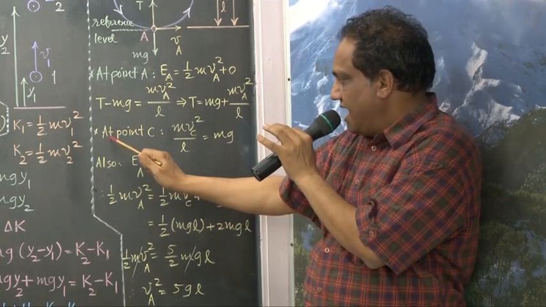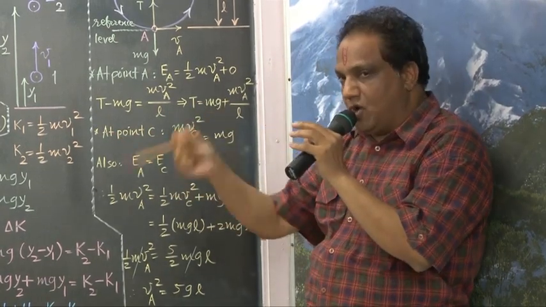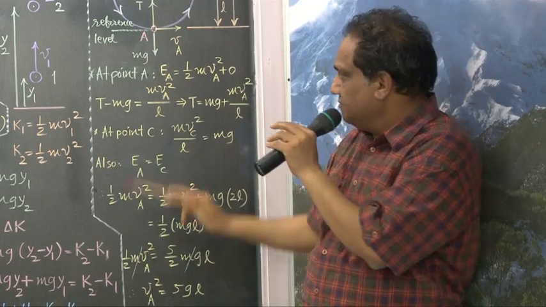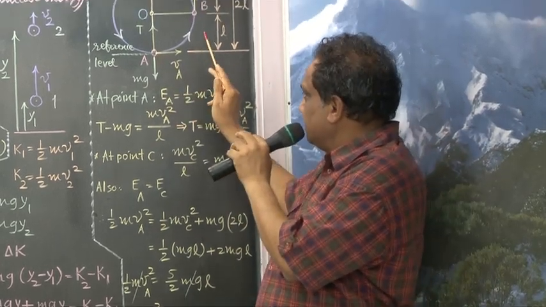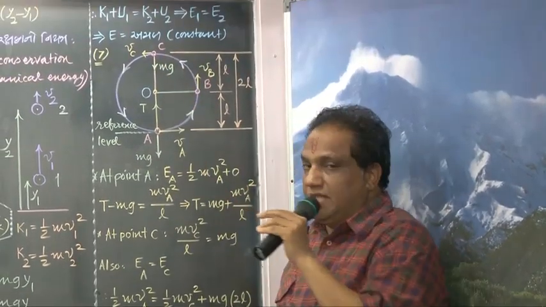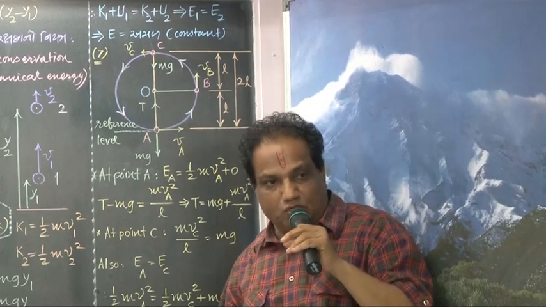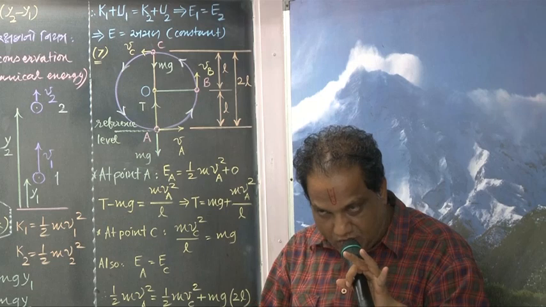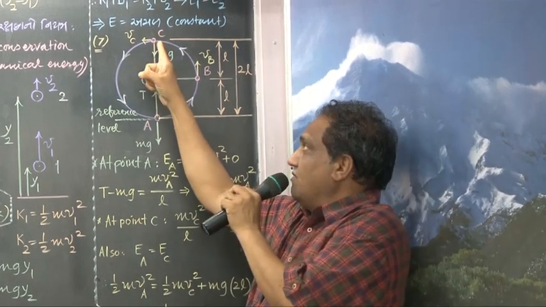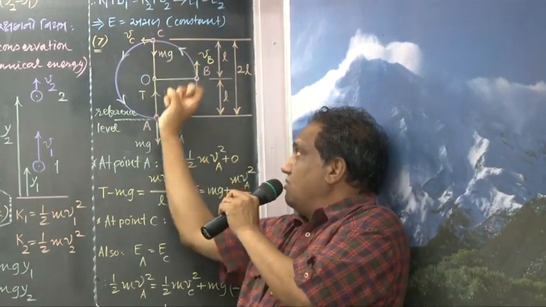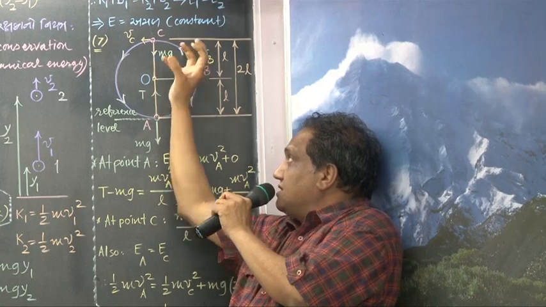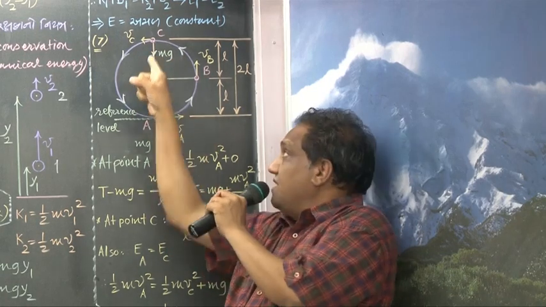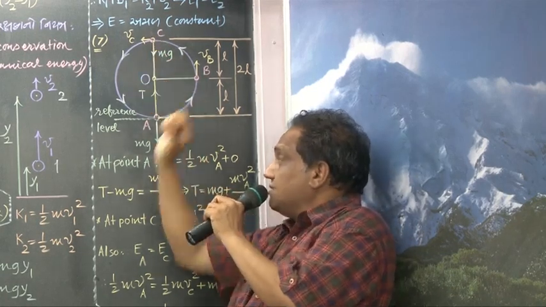Come on, similarly at point C. Look, when the body comes here, there is no tension in the string. It is so given to us in the statement. Now, what is the downward weight of this body? Vertically downward it is mg, and that itself is pointing towards the center.